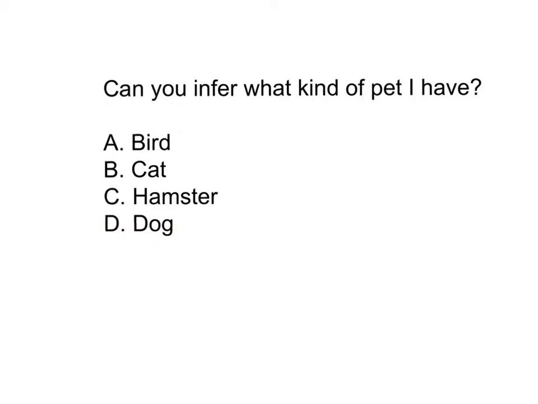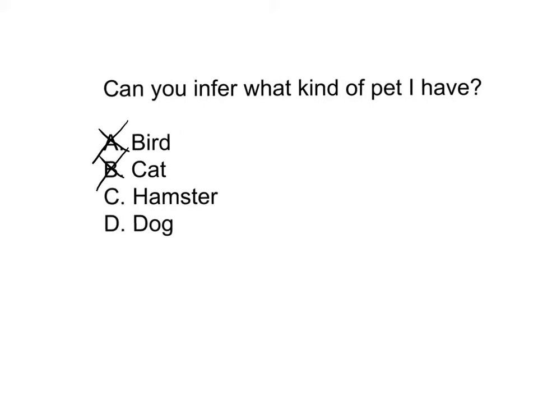So when I read A, bird, I don't think any of the details made me think it was a bird. I didn't hear anything about the pet flying or the pet having wings, so I can go ahead and cross off bird. B, cat. Well, it did say that the pet slept in bed with me, and I know that cats could sleep in bed, but it also said that the pet would wake me up in the middle of the night because it would have to use the restroom and be walked. And based on what I know, my schema, I know that cats don't have to be walked outside. So I'm going to go ahead and cross off B, cat.